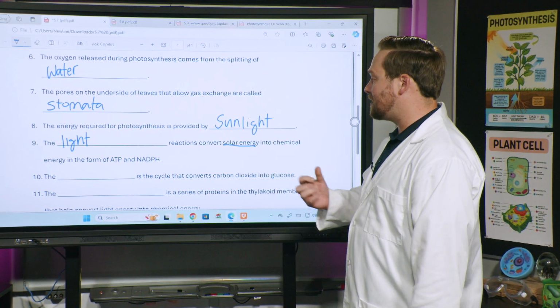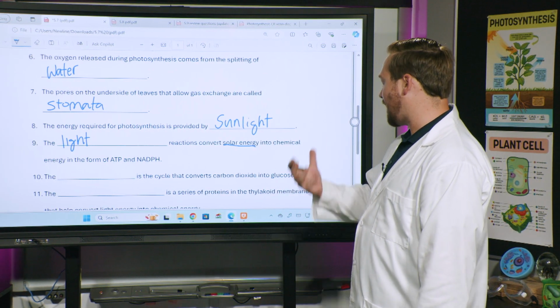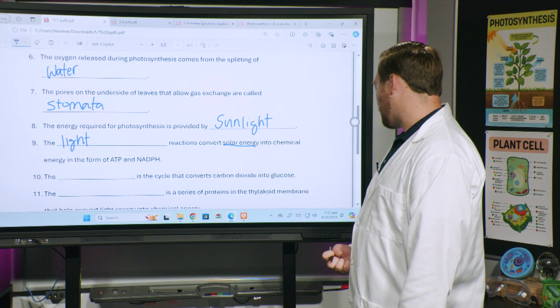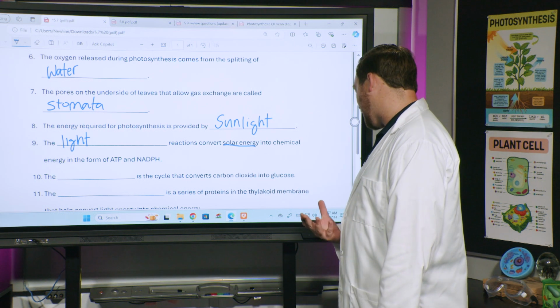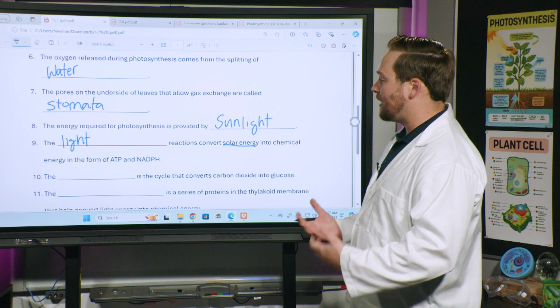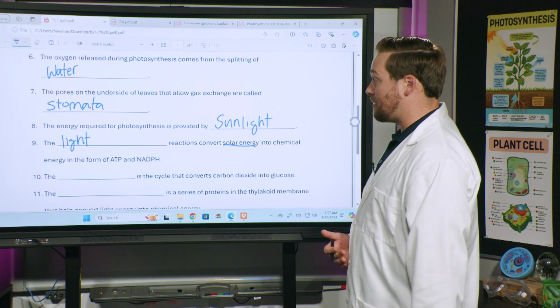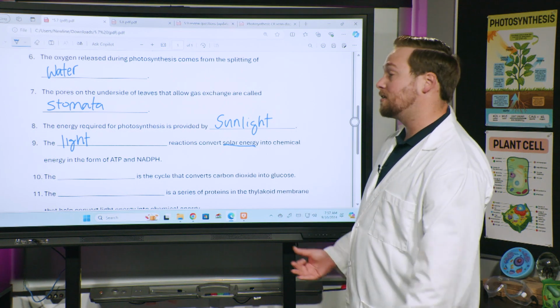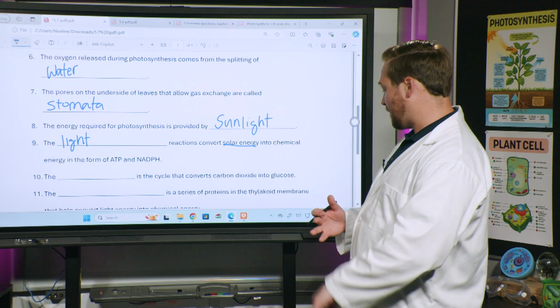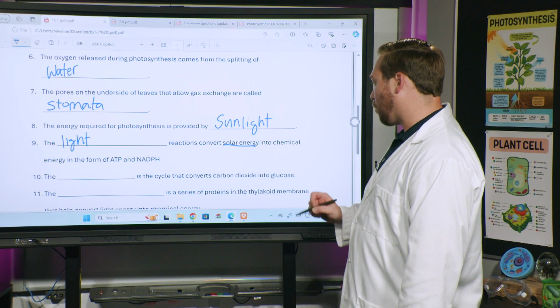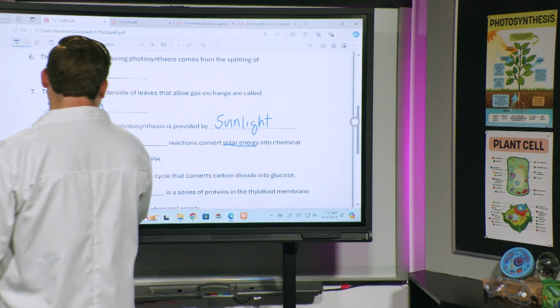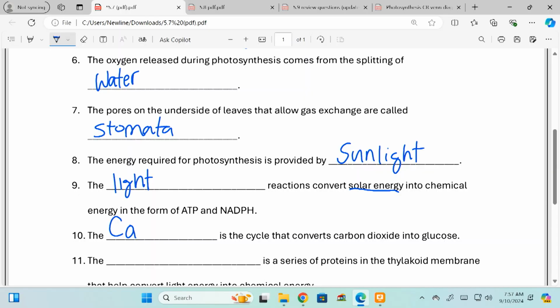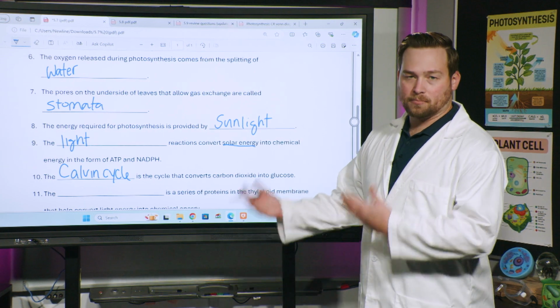The blank is the cycle that converts carbon dioxide into glucose. Okay, remember that this one has a couple of different names. We could put the dark reaction, we could put the light independent reaction, and our word bank down there is called the Calvin cycle. So let's write Calvin. Okay, the Calvin cycle, that's where we're making the glucose.